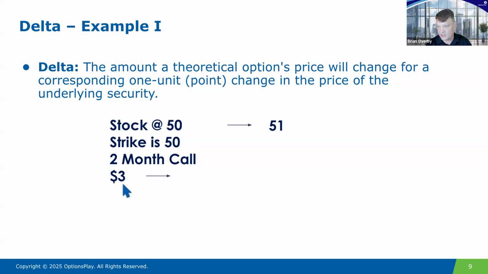The answer is, and Justin got it right, our last answer here inside our reindeer game in the Q&A, it is $3.50. All right, so now it gets interesting. So we're a good stock picker. The stock went from 50 to 51. Our option went from $3 to $3.50.